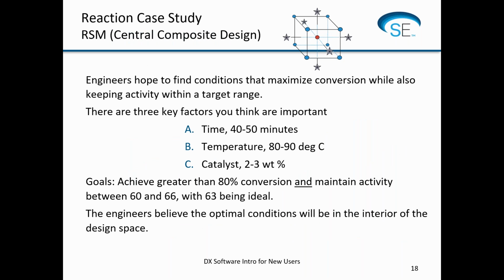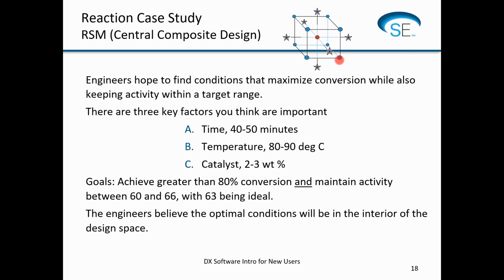All right, so here's the next case study. We're going to study three factors, and we have two properties that we're going to look at this time. We want conversion or yield again, and then we have another property for this little chemical case called activity, that we want it to be ideally 63, but it must be between 60 and 66, okay? And we're going to create something called a central composite design.